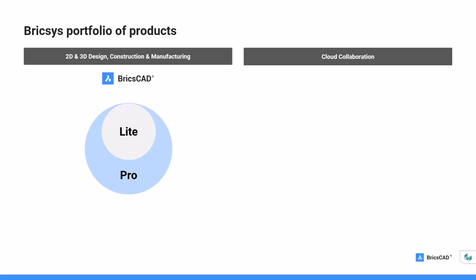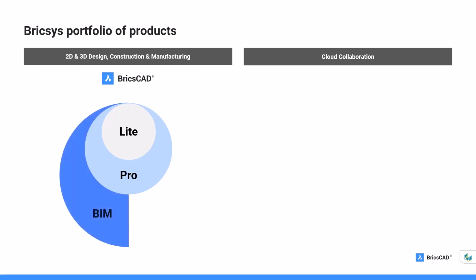Our product family can be separated into two distinct categories: 2D and 3D design, construction and fabrication solutions, and a cloud collaboration solution. BricsCAD, our flagship offering, consists of two license levels, Pro and Lite, and is a 2D and 3D general CAD platform that is often adopted to replace your legacy CAD systems. It provides a lower total cost of ownership with more innovative productivity than those other products.